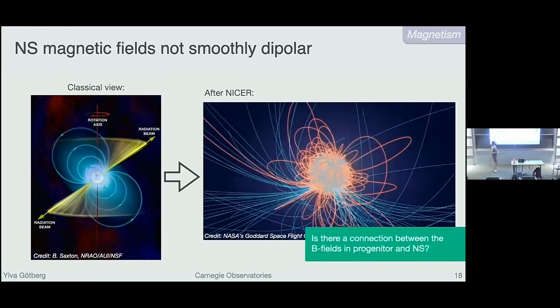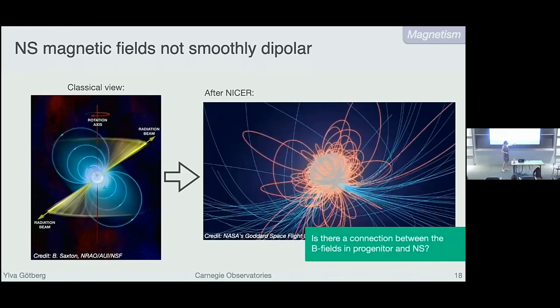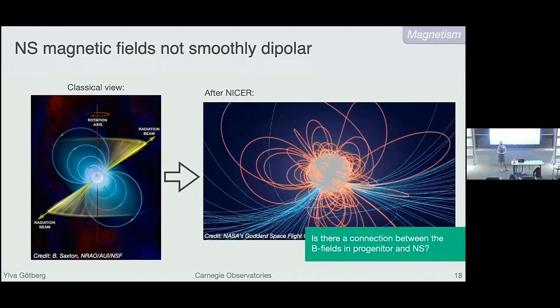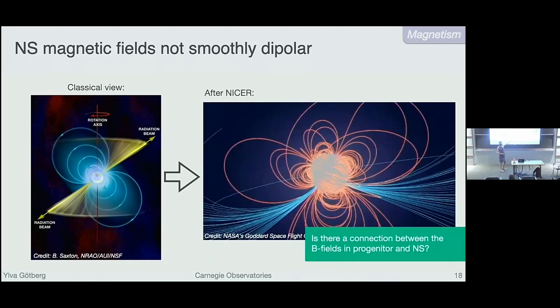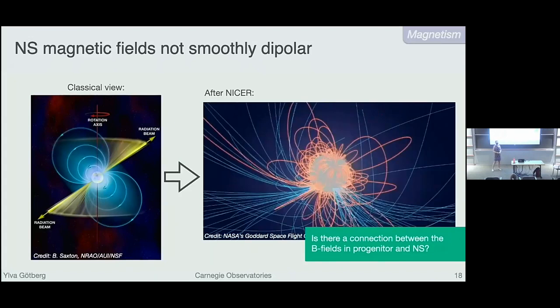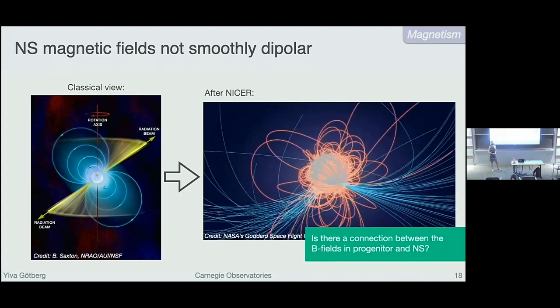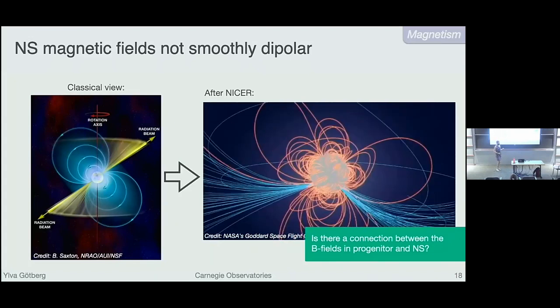So the question: is there a connection between the magnetic field topology of massive stars and the neutron star, or is this topology just created during the supernova? What really happens?